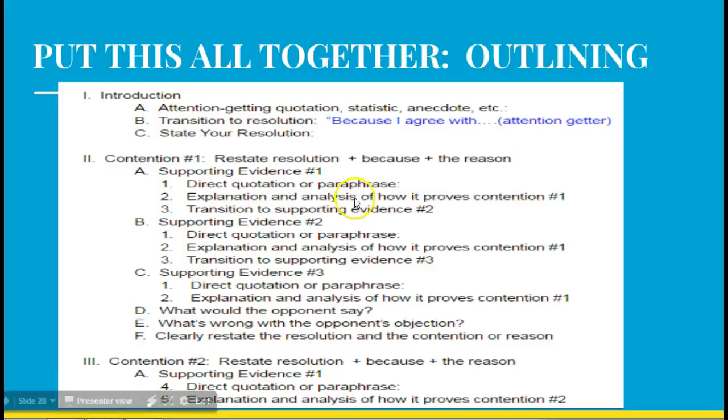I'll give an explanation for how it proves my reason, and then I'll have a transition to my next piece of evidence, such as not only this, but also, or in addition, or similarly, or in a similar manner, in a broader sense, any type of transition. And then another piece of evidence, direct quotation or paraphrase, explanation, transition, give a third piece of evidence and explain that. Then toward the end of this discussion of this reason, I will say, well, what would my opponent say?